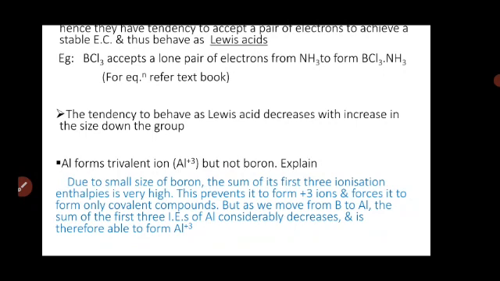Now this prevents it from forming +3 ions and forces it to form only covalent compounds. Means the question is of formation of ionic compounds. Boron can share the electrons but cannot give the electrons. Okay. But as we move down from boron to aluminium, the sum of the first 3 ionization enthalpies of aluminium considerably decreases. Means it becomes less, and hence for aluminium it is easy to form the ionic compounds.